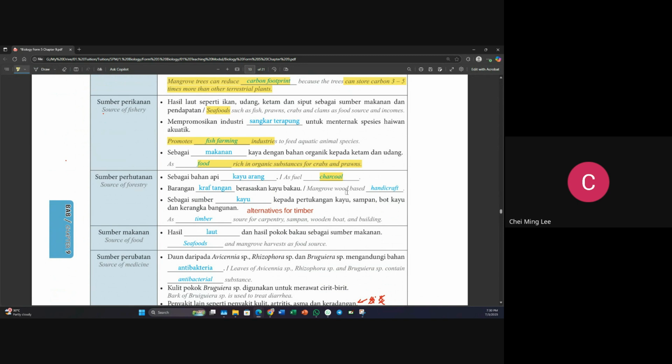Less. When something is lacking in the market, it's normally very expensive. It can be used as a wood-based handicraft, but nowadays I don't think people use that one because the cost is too high. And then as the alternatives, a timber source for carpentry, sampan, and so on.